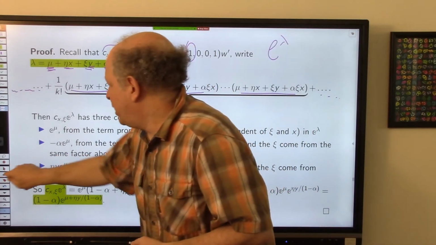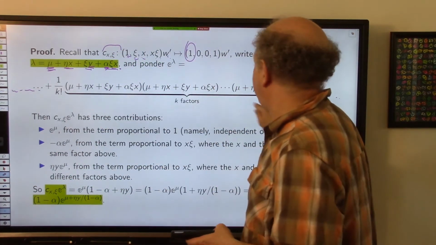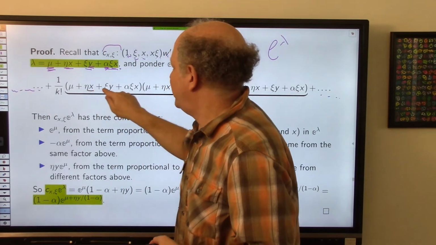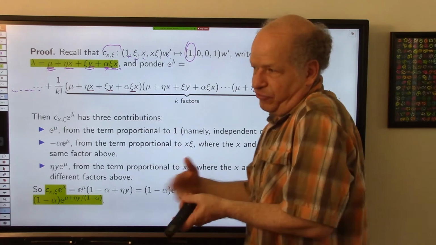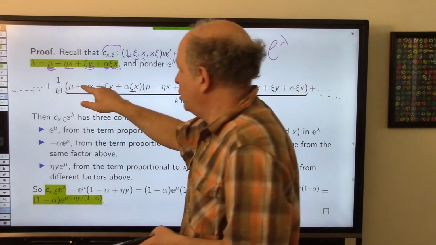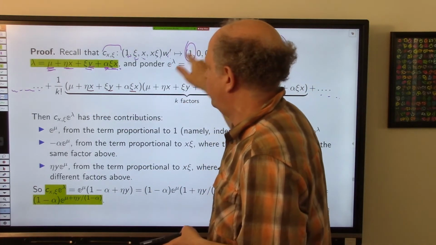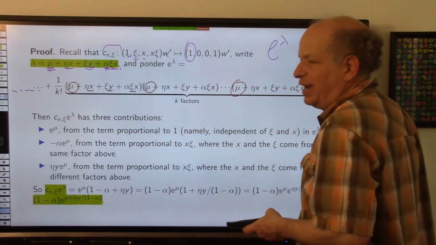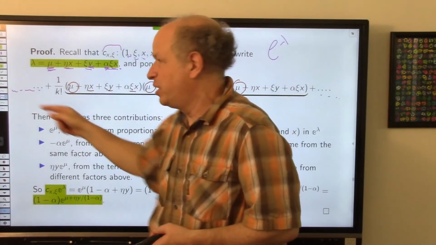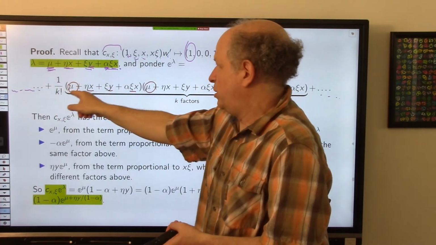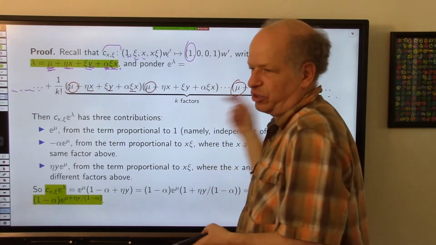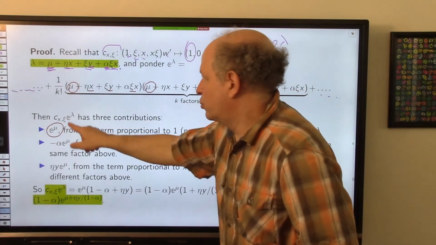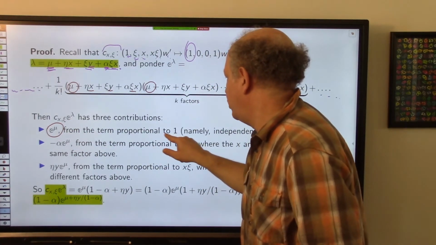Well, that part can only come from, well, if you use any of these factors, you get one of the forbidden variables. So the only way you can get a contribution from here is if you're looking at the mu from here, the mu from here, the mu from here, and the overall contribution when you sum is simply mu to the k divided by k factorial. If you sum, you'll get e to the mu. So this is the contribution to the contraction from the term proportional to 1.